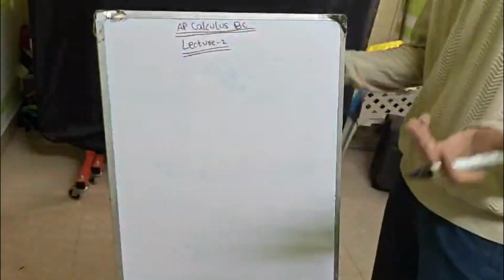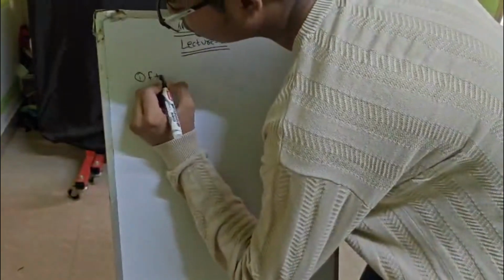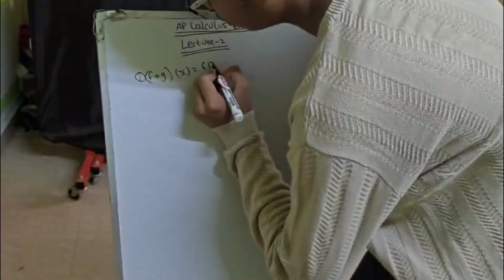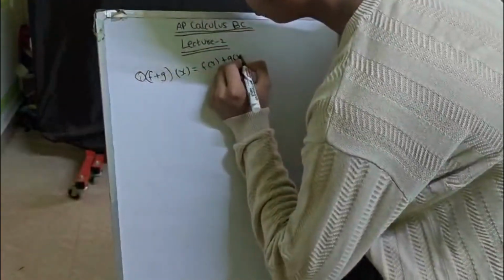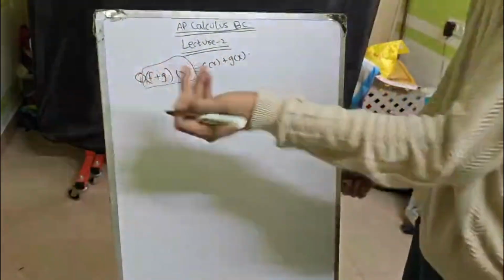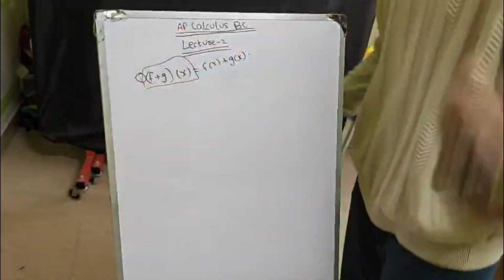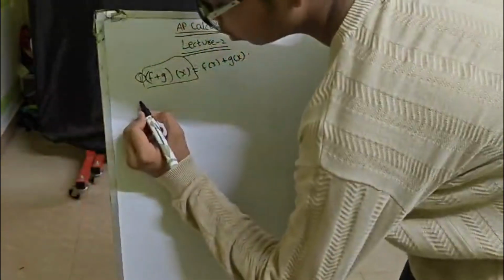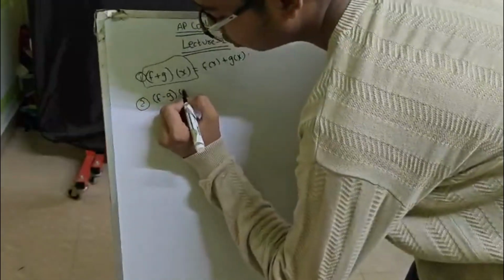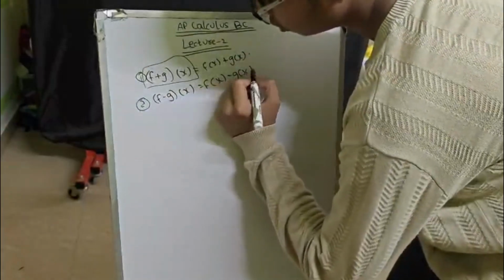So we have some properties of these functions. The first one is f plus g of x equals f of x plus g of x. You don't have to ask why or what is this thing. They'll explicitly give you f plus g of x equals something and you equate it. The second one, you just have to memorize these formulas. f minus g of x equals f of x minus g of x.